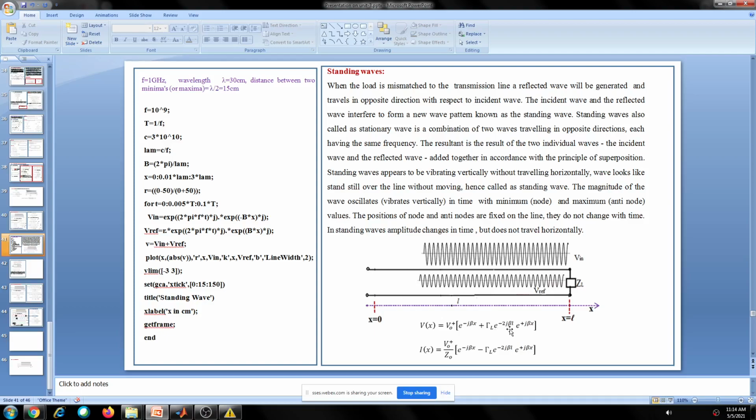Okay, so there are two waves anyway. So v of x, what is this v of x? It is the addition of two waves, the superposition of two waves. For example, I want v of x. What is that v of x? It is the addition of these two waves. Okay, it is a sinusoidal wave, and this is also a sinusoidal wave. If you add these two, reflected wave and incident wave, they are of the same frequency, but the amplitude may be different.